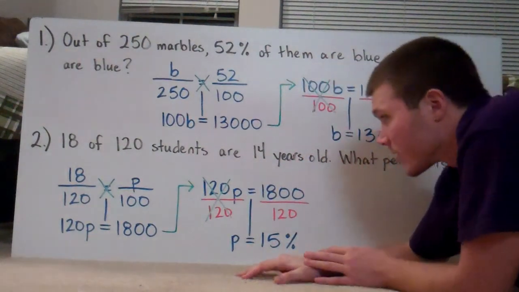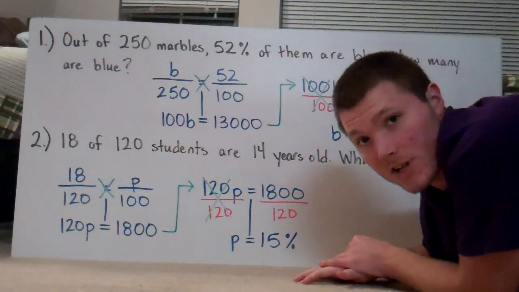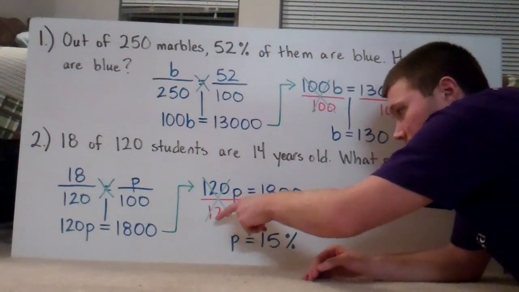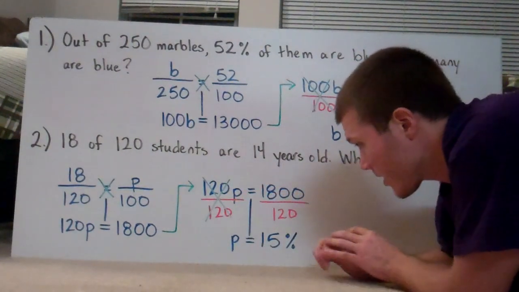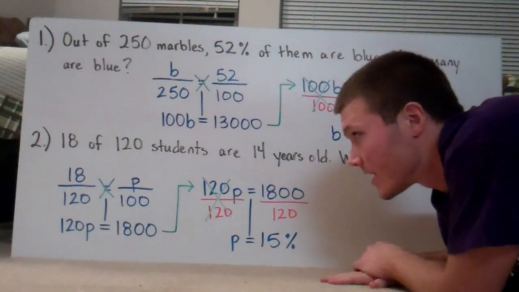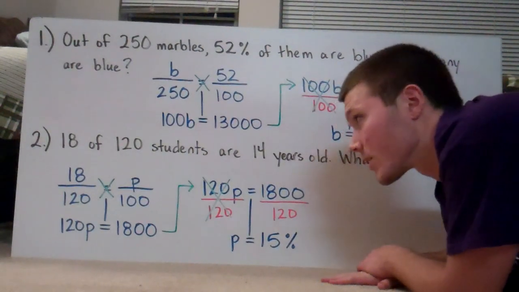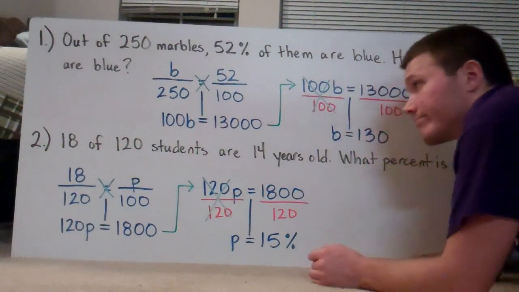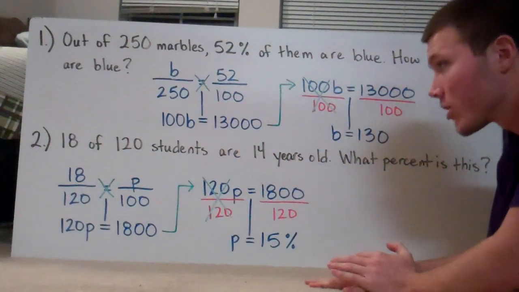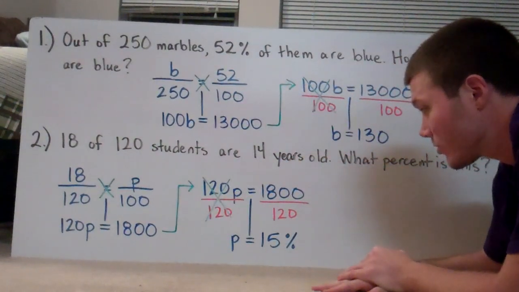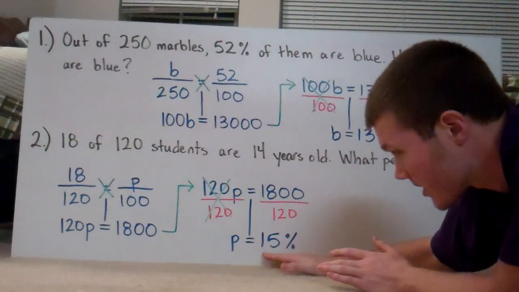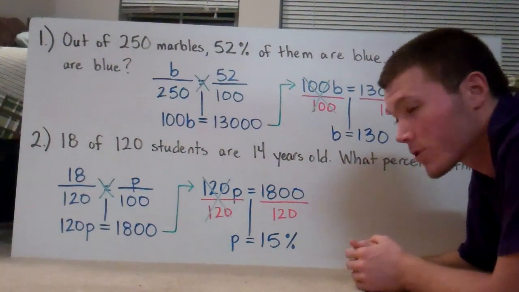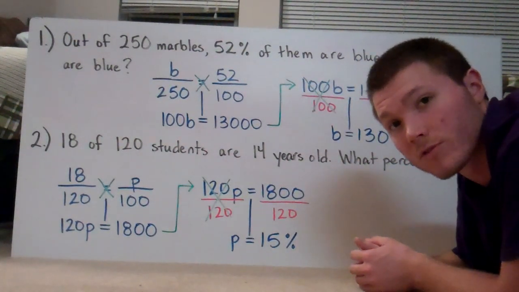Then, to get P all by itself, the percent, I have to divide both sides by 120. And when I do that, P ends up equaling 15, which is 15%. So, 18 out of 120 students are 14 years old. That means that 15% of those 120 students are 14 years old.